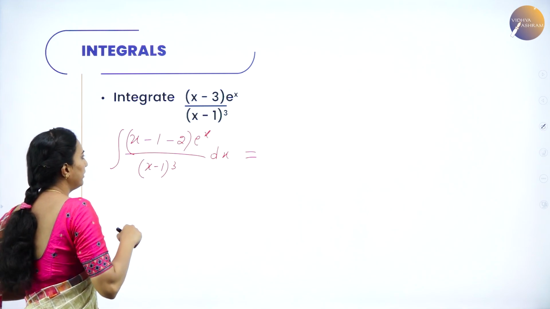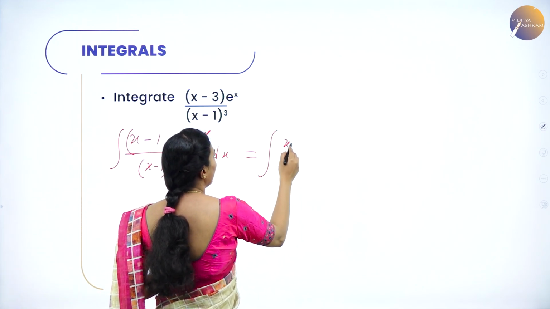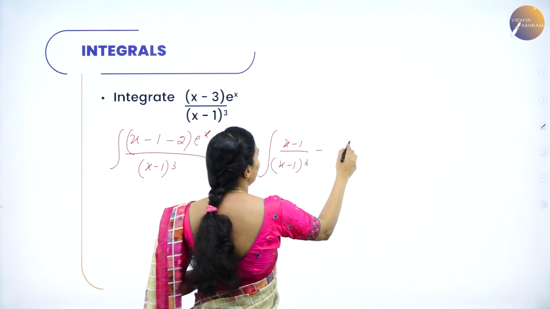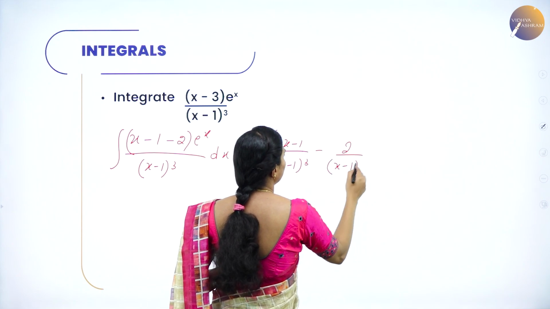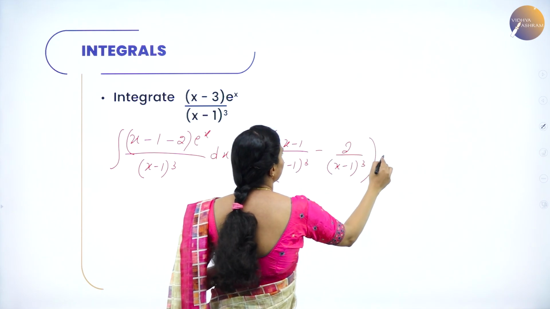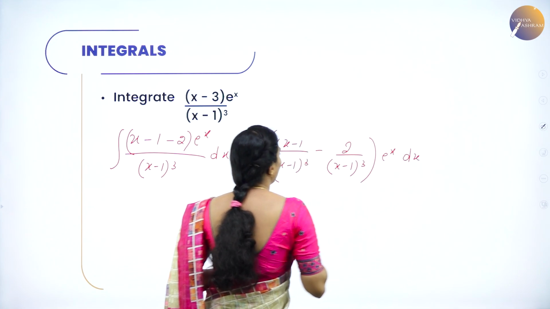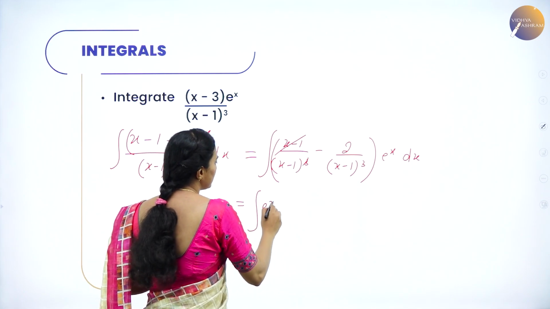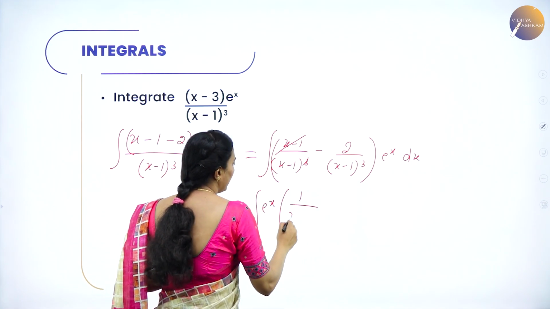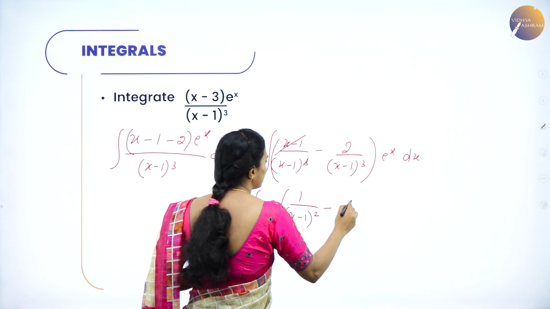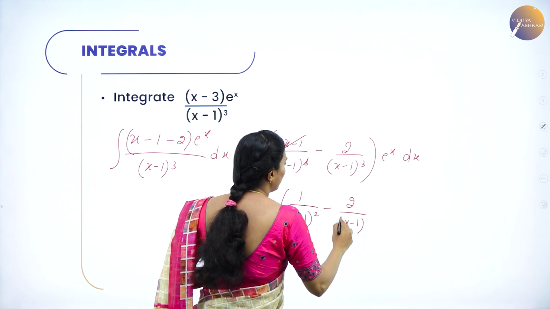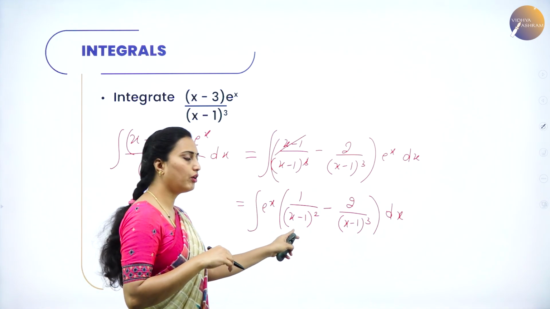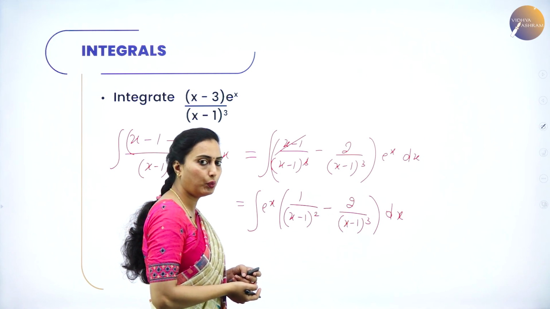Further, you can divide this, which implies integral of x minus 1 divided by x minus 1 whole cube minus 2 divided by x minus 1 whole cube into e power x into dx. Now if you cancel this, you are going to get integral of e power x, first 1 divided by x minus 1 whole squared, then minus 2 divided by x minus 1 whole cube.